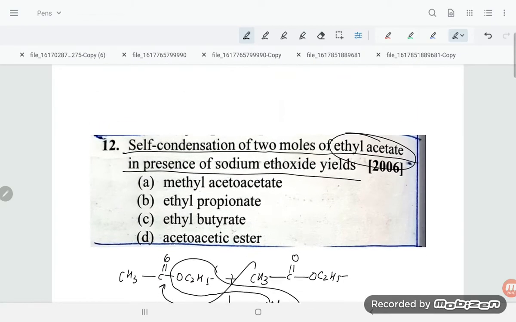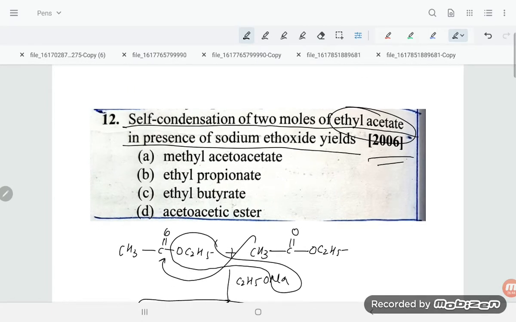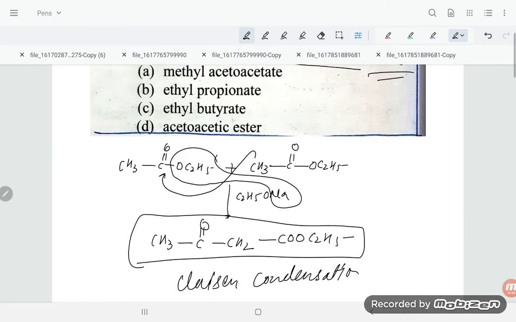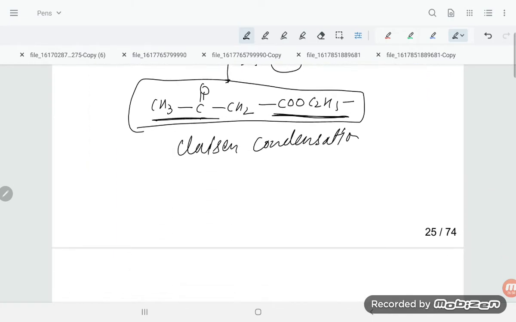This was asked in 2006, and we have to keep that in mind, students. The product is acetoacetic ester, so this is the RCOOR and this is aceto. So this is acetoacetic ester. The correct option is option number D, student.